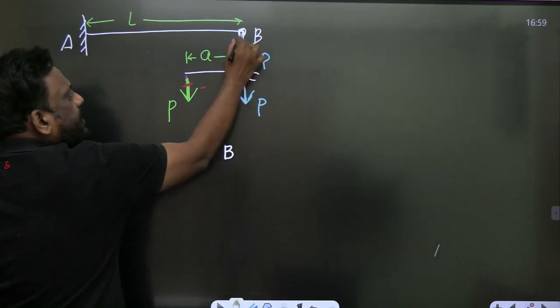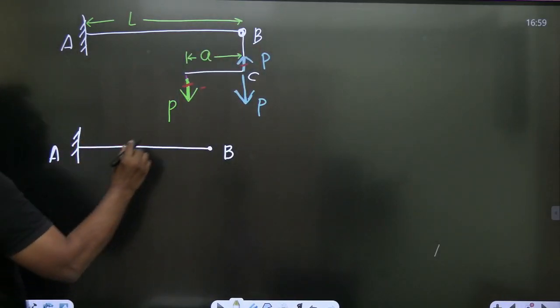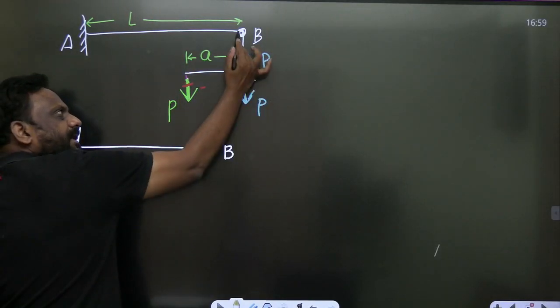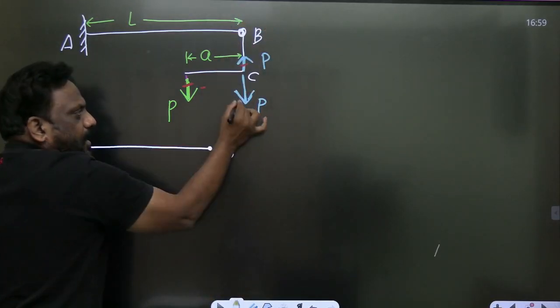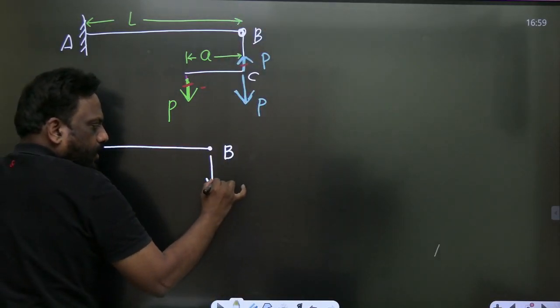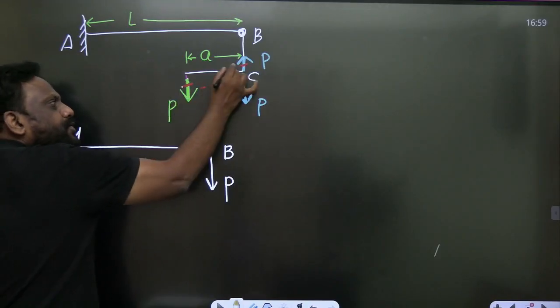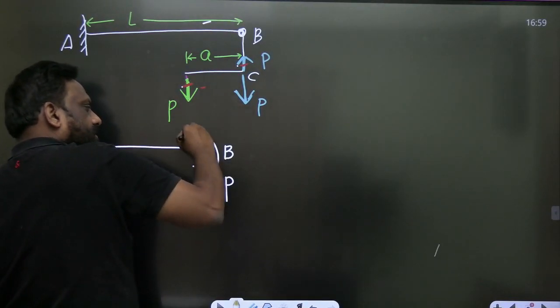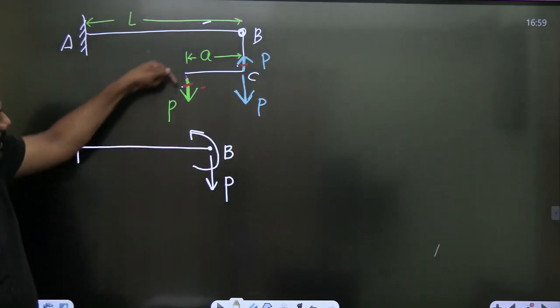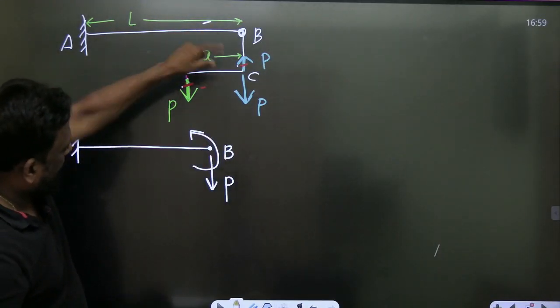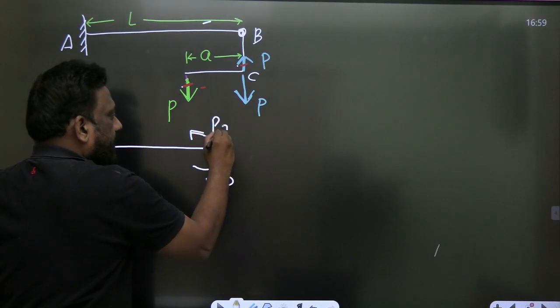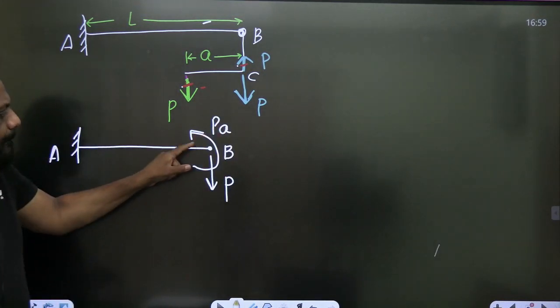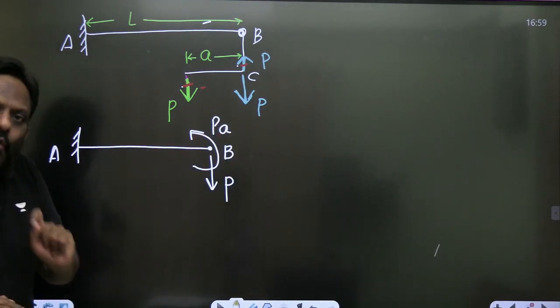I will take only this portion AB. Please look at this load P. The lower load I'm talking about is there. These two are creating an anti-clockwise moment, of magnitude P times A. So point B is under the influence of two loads.